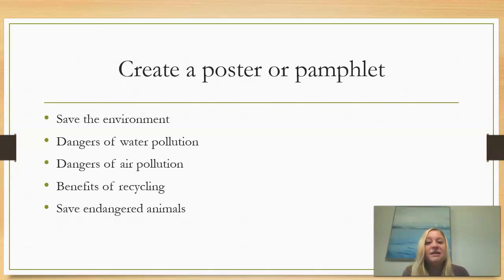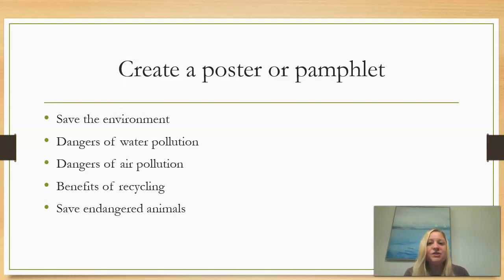You can talk about the dangers of water pollution, what happens to those ocean animals when there are literally tons of plastic in the oceans. You can talk about the dangers of air pollution, what happens when a whole city gets polluted by factories and smoke going up into the air. You can talk about the other kinds of air pollution that we talked about. You can go back in your packet and find information, of course. And then you can also talk about benefits of recycling.